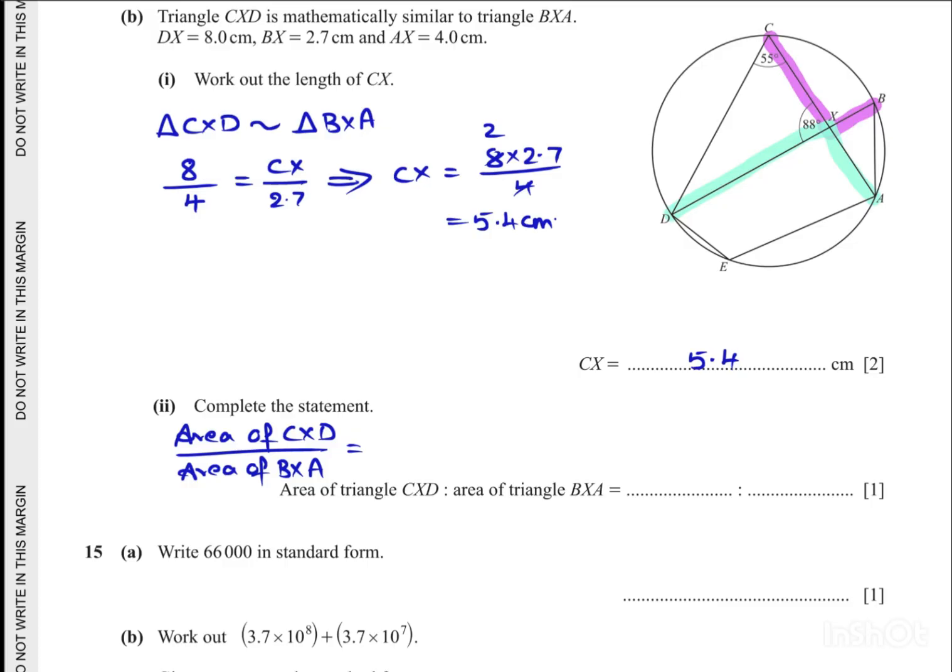So DX is 8, no? So 8 square by AX is 4, so 4 square. 8 square is 64. 4 square is 16. 16 into 4 is 64. So 4 by 1. That means the ratio is 4 is to 1. Question number 14 is completed.